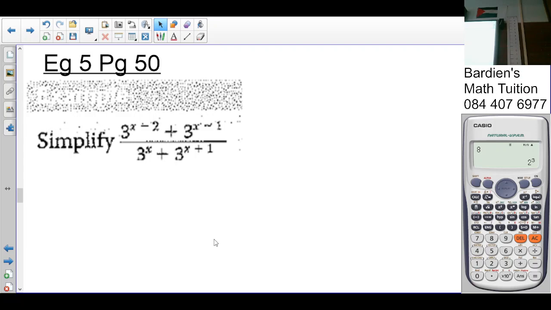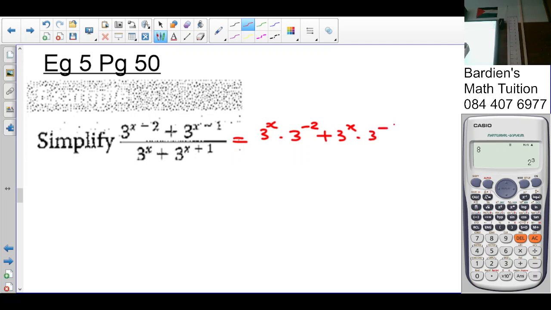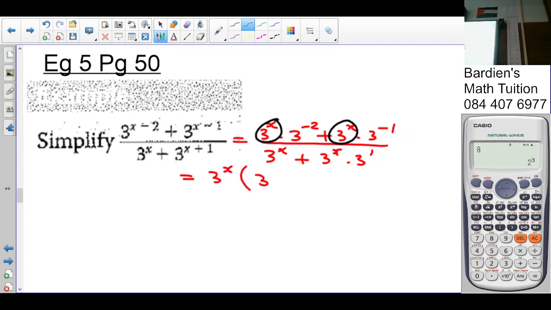Alright. So we say 3 to the x times 3 to the negative 2 plus 3 to the x times 3 to the negative 1 all over 3 to the x plus 3 to the x times 3 to the 1. So what is now common? 3 to the x. What are we left with? 3 to the negative 2 plus 3 to the negative 1 all over 3 to the x into 1 plus 3. All agree with that? You got it? Right? So what happens now?